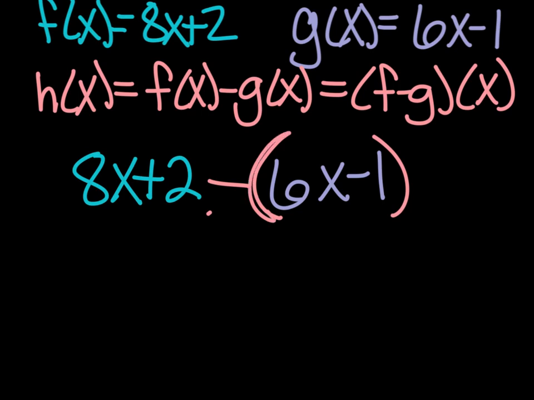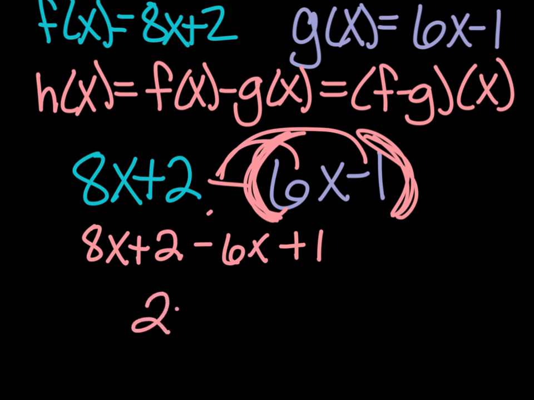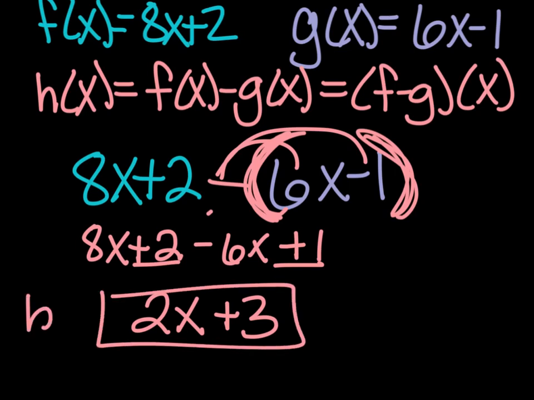Now subtraction is a little harder because you have to subtract the whole function. See these parentheses? You have to have them. I'm not just subtracting 6x and then minus 1. So we've got 8x plus 2, and then we have minus 6x, and we have minus 1, which we all know becomes plus 1. So 8x minus 6x is 2x, and plus 2 plus 1 is plus 3. So there's your h of x. h of x equals 2x plus 3.